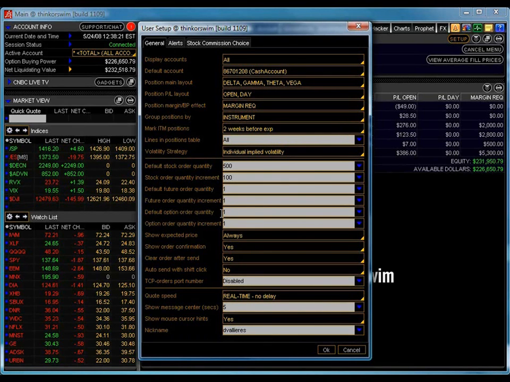The default option order quantity is 1, and that allows me to put in there 1, 2, or 3, or 5, or 10, or whatever, because then what I do is I just toggle the number that I want. Some other things here. You want to show the order confirmation tab. I think you want to show that, and you don't want to just submit orders automatically. You want to make sure that that's selected as yes. Then you clear the order after the send. After you send it, the order is cleared from the tab, but it's still in the order queue, so you can still see it. I want real time, no delay on the quote speed.